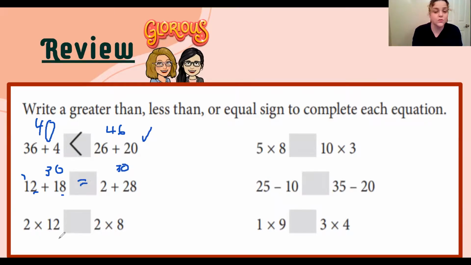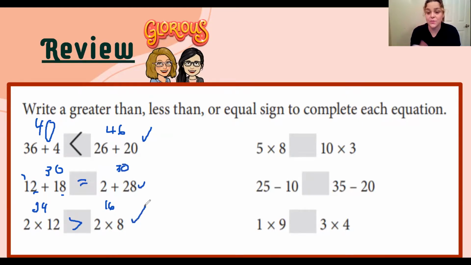Now we have a multiplication one, 2 times 12 and 2 times 8. Well, 2 groups of 12 is the same as 12 plus 12, which gives me 24. And then 2 times 8 is the same as 2 groups of 8, which gives me 8 plus 8, which is 16. So I'm going to say 24 is greater than 16. If you got that, give yourself a check mark for these last 2 that I just did.